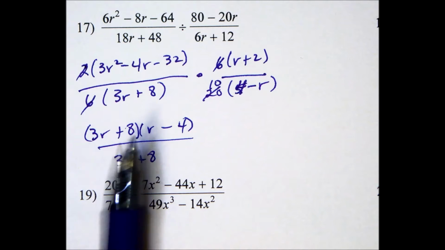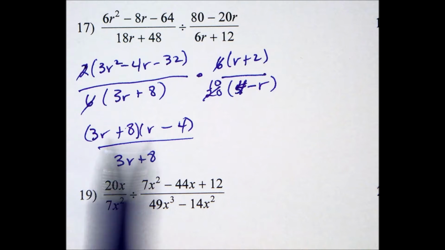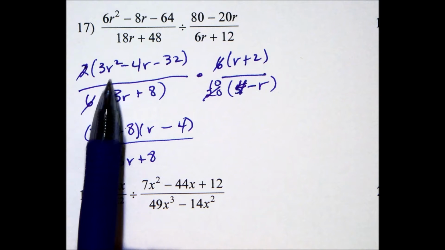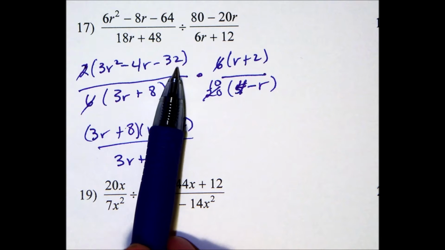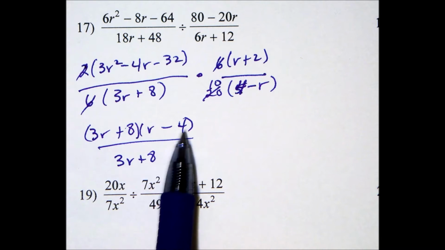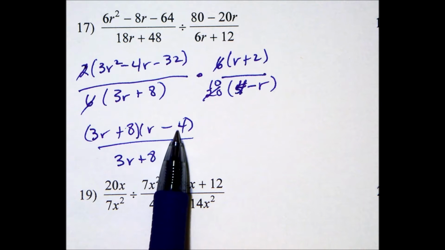All right, recap. How did I get 3r and r here? Well, those are the factors of 3r squared. 3r times r is 3r squared. What are the factors of 32? Positive 8 and negative 4. That's how I chose those numbers.